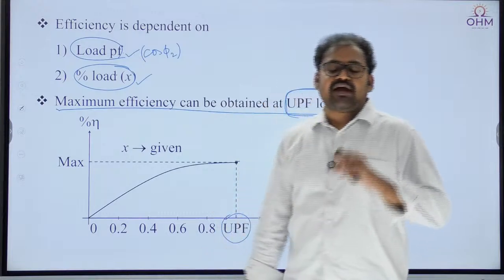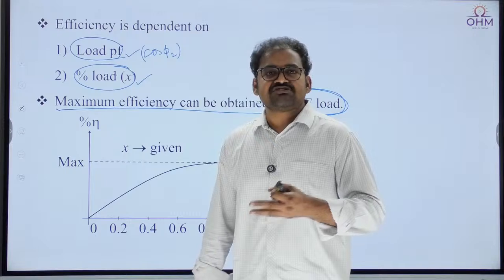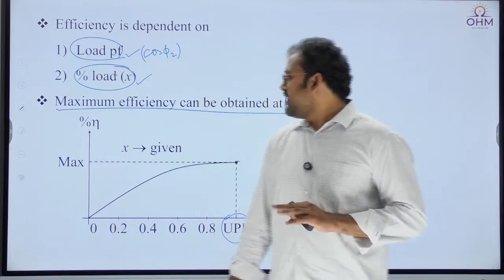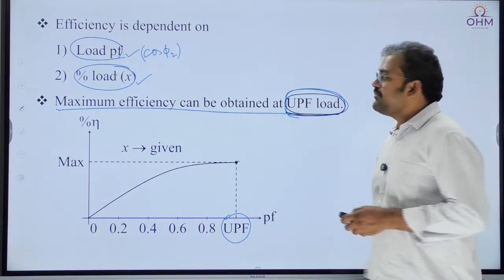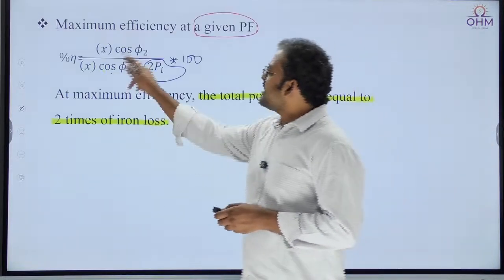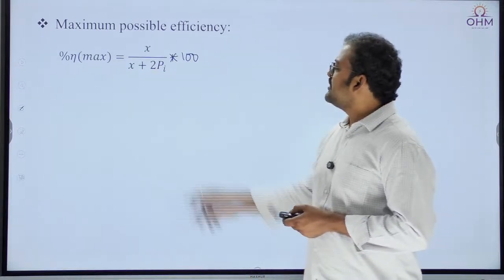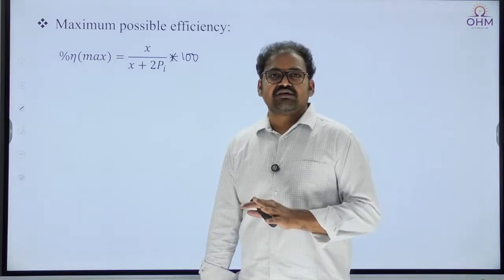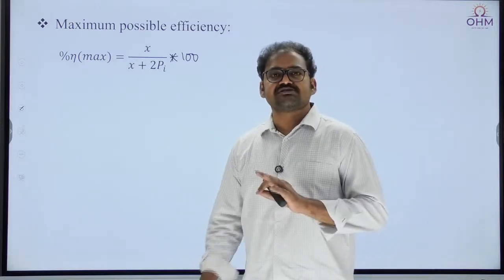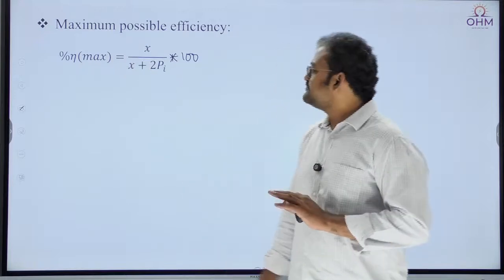Maximum possible efficiency means two conditions I have to implement. One is maximum efficiency with respect to power factor, the other maximum efficiency with respect to loading. As I studied already, maximum efficiency can be obtained at unity power factor. Therefore, in this maximum efficiency formula, you just replace power factor with unity. Then this is the highest possible efficiency from the given transformer. That means you can't get more than this efficiency. That is the meaning of it.